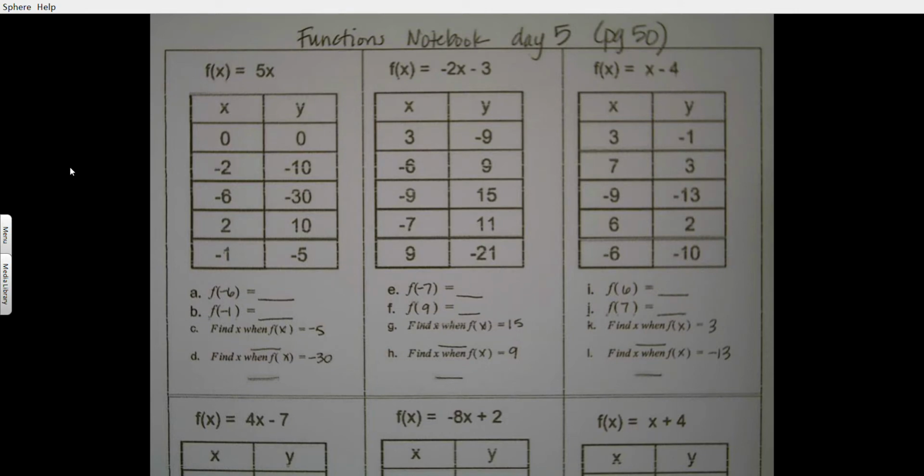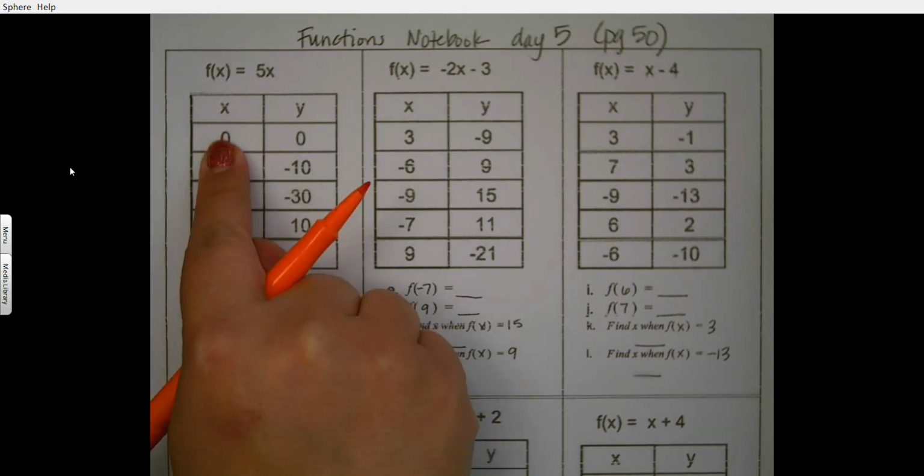Okay, this is notebook day 5. If you're keeping up on your pages in your notebook, this is going to be on page 50. This one is kind of like a Where's Waldo? You're just searching in the already completed table for your answer. So we're just going to go find them and write them in. Okay, so X was all these things.